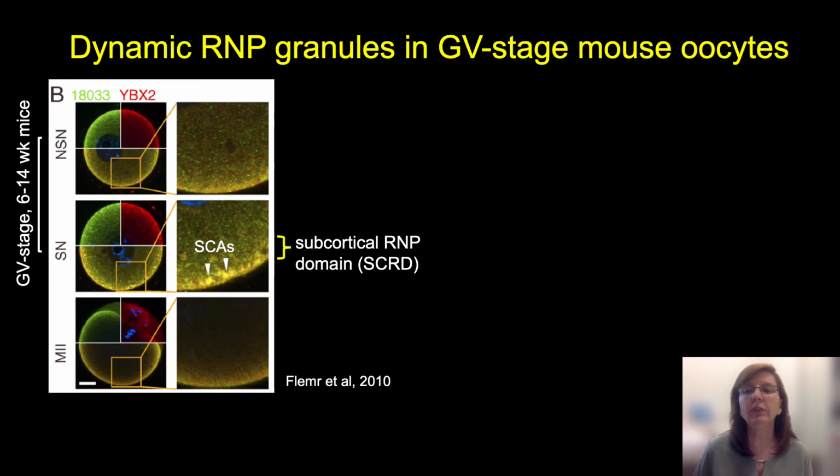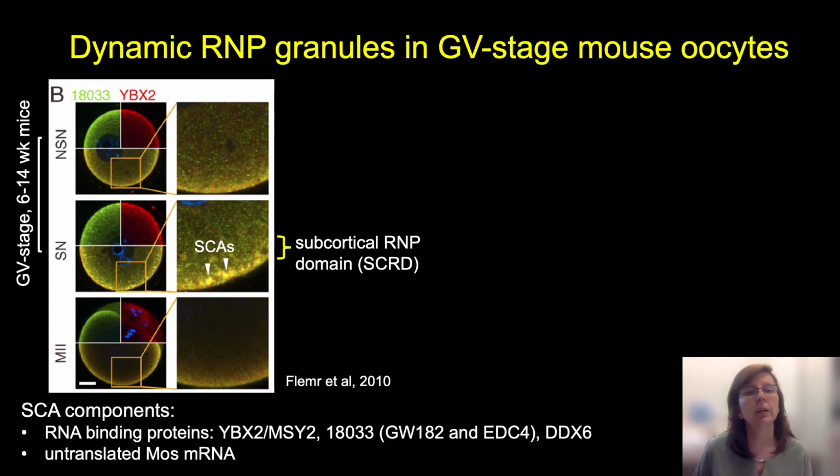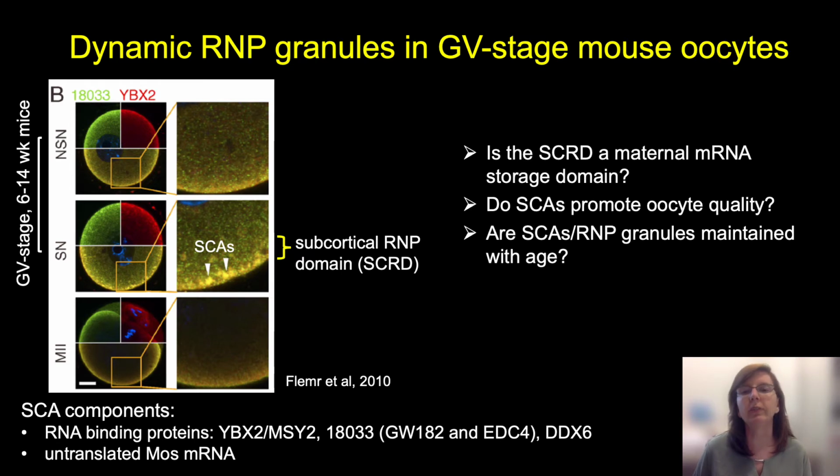The granules contain several RNA binding proteins, as well as untranslated maternal mRNAs. And this led to the hypothesis that the subcortical RNP domain is a maternal mRNA storage domain prior to meiosis II. It's not yet clear if the subcortical aggregates have a role in promoting oocyte quality, and no one has yet asked if the subcortical aggregate RNA granules are maintained with age.